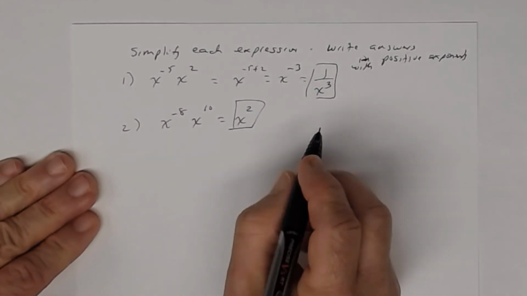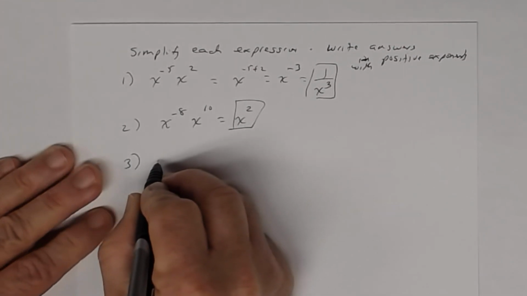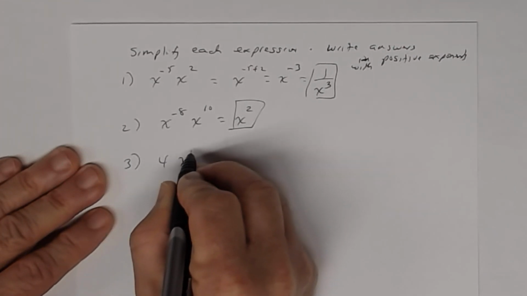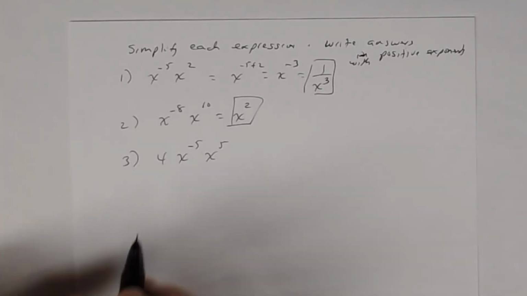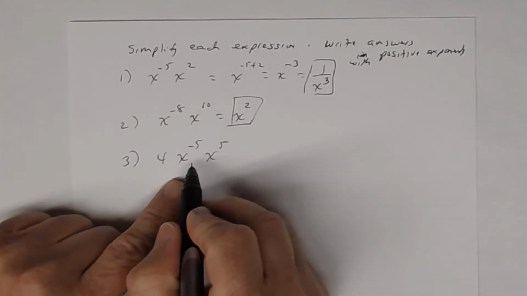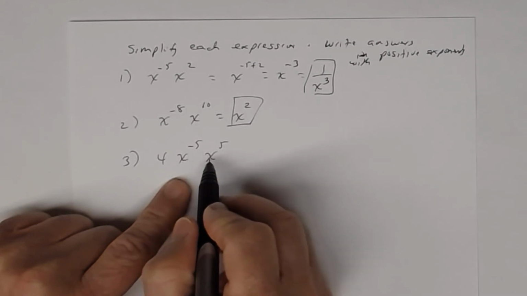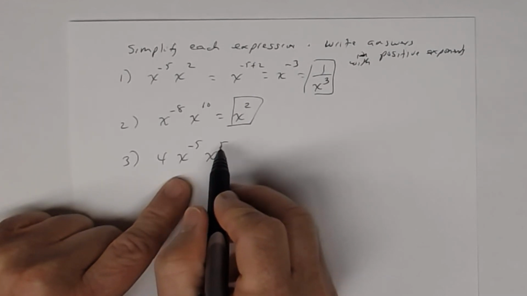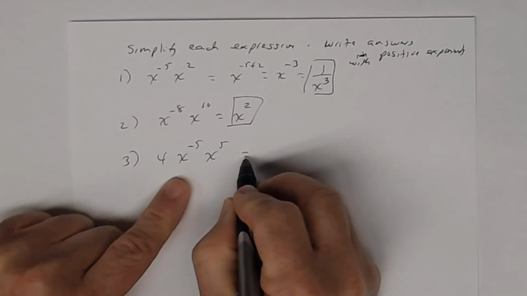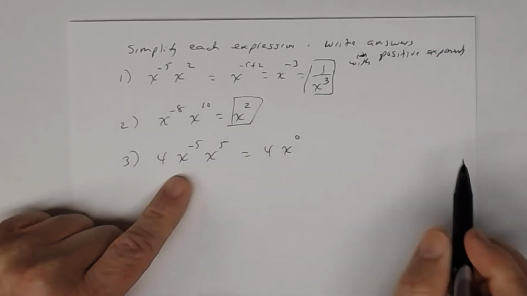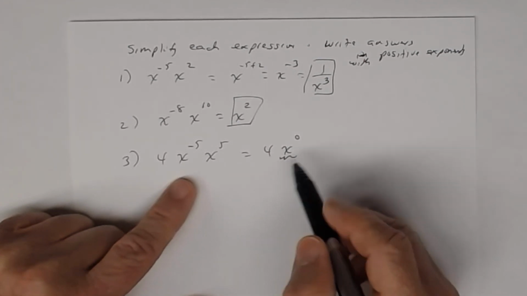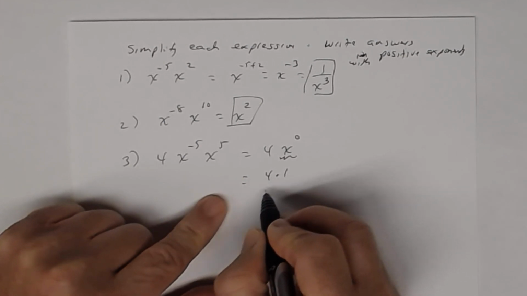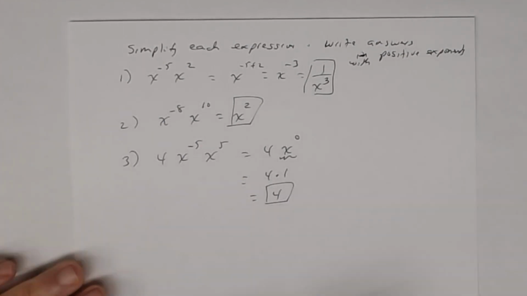Not difficult at all. Number 3, what if you had 4 times x to the negative 5th times x to the 5th? Well, first of all, let's go ahead and use the product rule. So the product rule says when you multiply like bases, you add exponents. Negative 5 plus 5 is 0, correct? So that becomes 4 times x to the 0. But then what's being raised to the 0 power? Well, the only thing being raised to the 0 power is this x. So that's the only thing that's going to be a 1. So I get 4 times 1, which is 4. So the answer is 4.